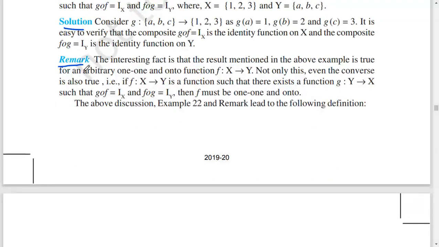Remark: the interesting fact is that the result mentioned in the above example is true for an arbitrary 1-1 and onto function f: X → Y. Not only this, even the converse is also true, that is, if f: X → Y is a function such that there exists a function g: Y → X such that g∘f = I_X and f∘g = I_Y, then f must be 1-1 and onto. The above discussion, Example 22 and remark led to the following definition.